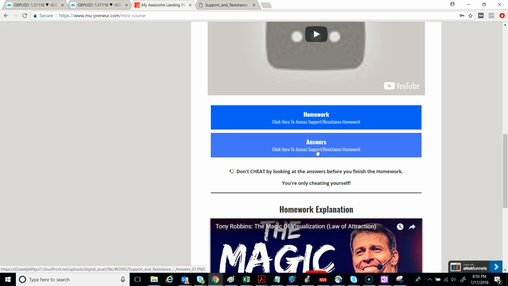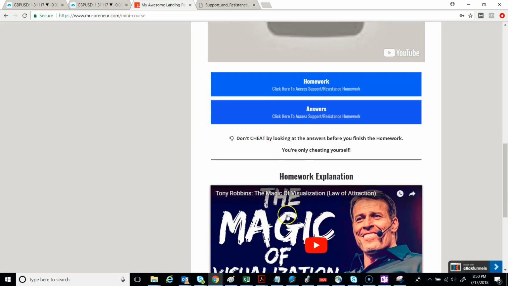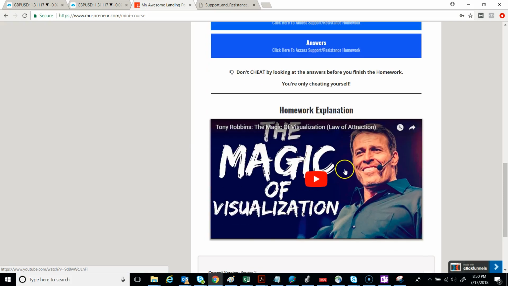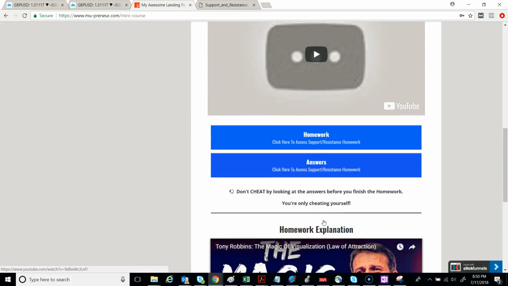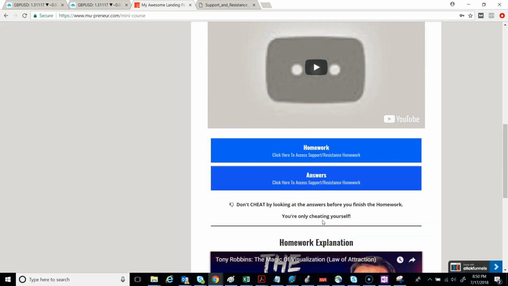Now, I'm also going to add here, it's a dummy template I have of Tony Robbins here. There's going to be a homework explanation. So I'm going to add a video here for you guys, and you're going to be able to see why I chose those points. All right? There's no true or right answer. There are some main points you should have. But please go ahead, do the homework first. Do not cheat, and then look at the answers later. Okay? As I put here, you're only cheating yourself.